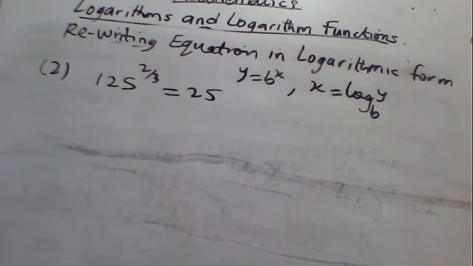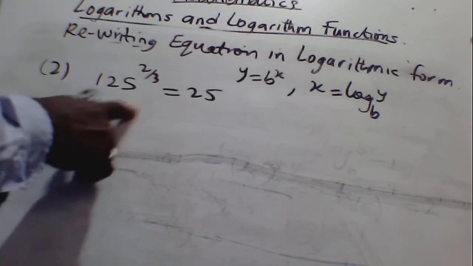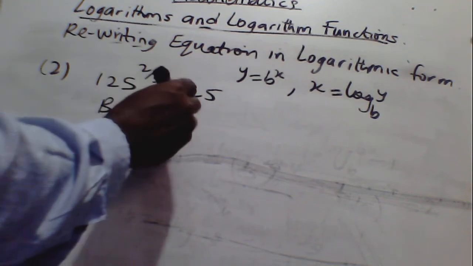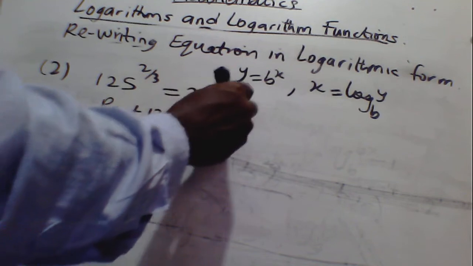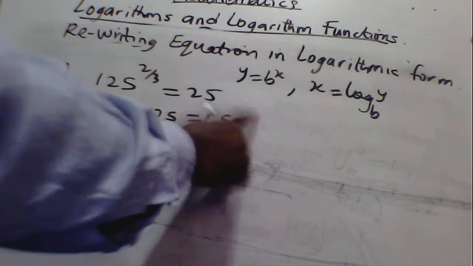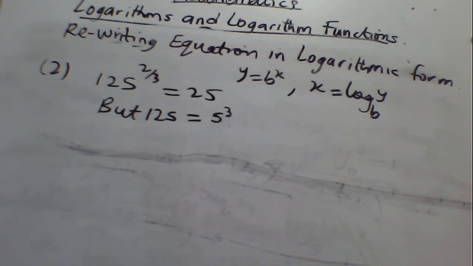Looking at this, you see that you can simplify it. The first thing to consider is that you have to know that 125 is the same thing as 5 raised to the power 3, and 25 is 5 squared. This is the same thing as what? 5 raised to the power 3.